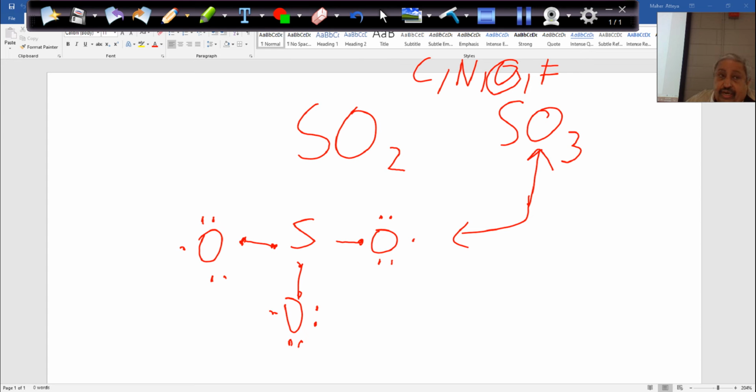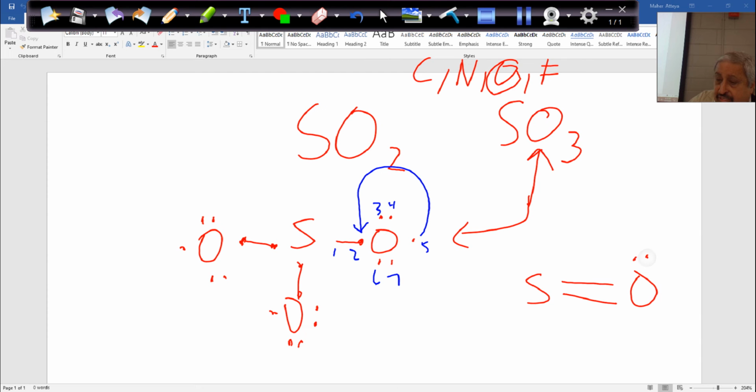So if I look at the number for the octet rule, I have 1, 2, 3, 4, 5, 6, 7. So I have what, guys? I have 7. Each oxygen will have 7. So that's not good. I have to have 8 for oxygen. Sulfur, we don't care. So I want to take this one here to make a double bond. If the single bond does not do it, let's try with the double bond. I'm trying here now to make the octet rule for oxygen satisfied.